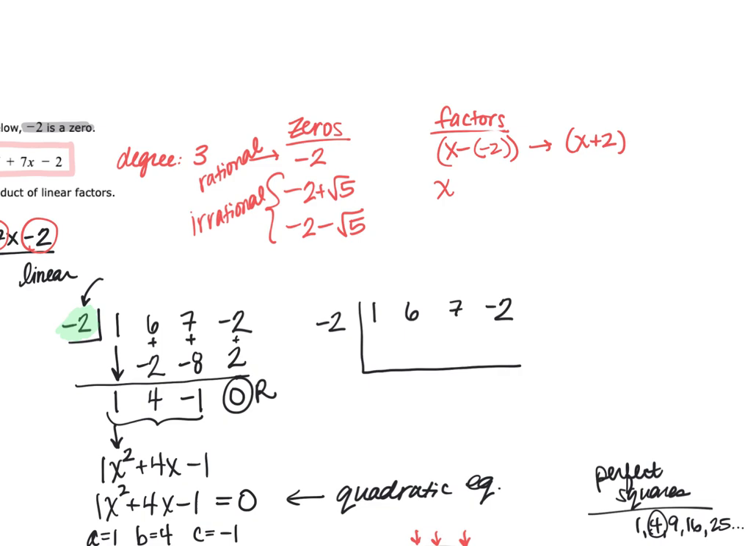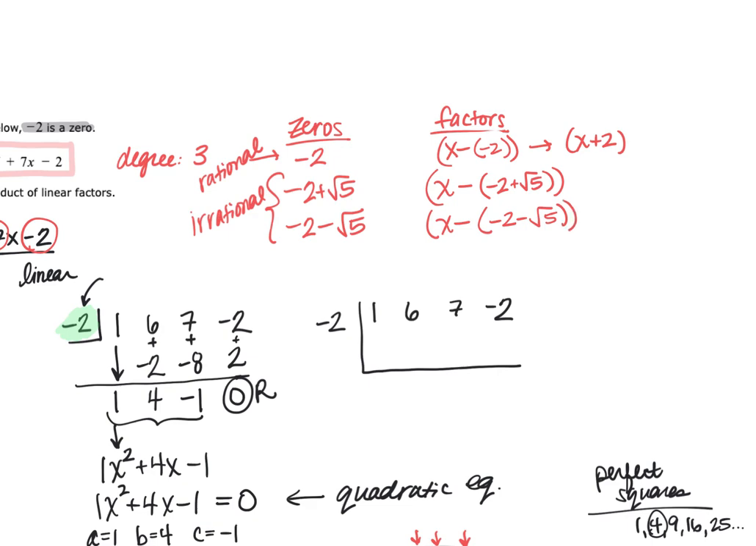So my factor is going to be x minus the 0. In this case, that's x minus the quantity -2 plus rad 5. So there's our second factor. And then our third factor is x minus the 0, which is -2 minus the square root of 5. And those are my factors.